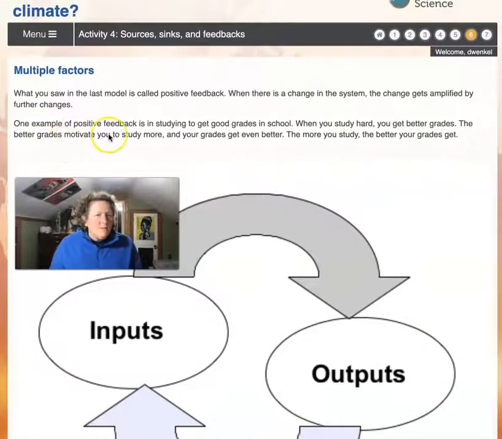So one example of positive feedback is studying to get good grades in high school. When you study hard, you get better grades. The better grades motivate you to study more, and your grades get even better, and you get on the good student track. It can work the other way though too. When you start to fail, you give up and you don't do your work anymore. So try to get on the positive feedback cycle on the way up instead of the way down.